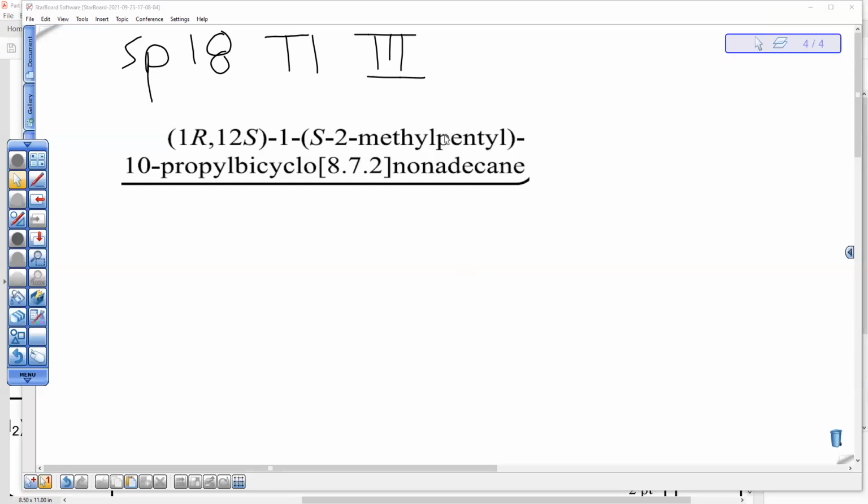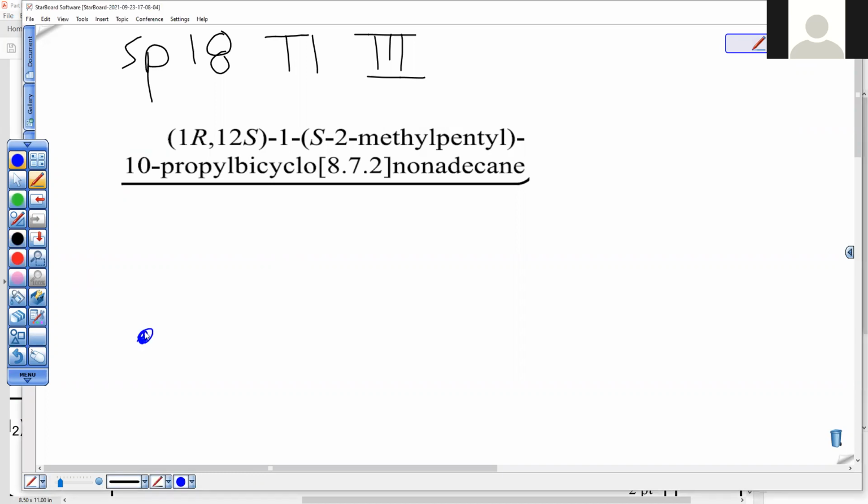As promised, we're back and we're going to do Spring 18, Test 1, Part 3, Big Bad Bicyclomolecule. Any bicyclomolecule, you should start by drawing two dots. And those are the bridgehead dots. I've got a lot of room left to write on my screen here, so I'll put one here and one way over here.